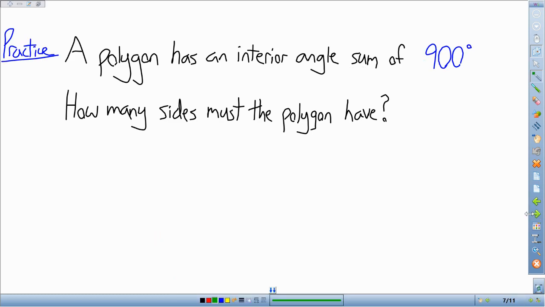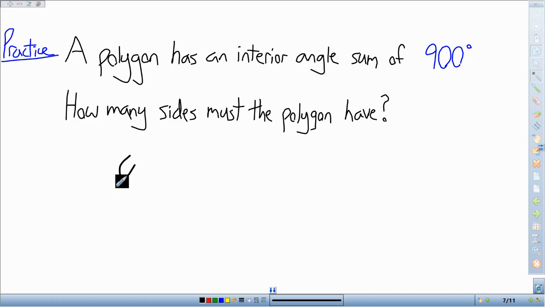Alrighty, so I'm going to have you guys try one a lot like this. Again, they're saying a polygon has the interior angle sum of 900 degrees. Okay, if those interior angles add up to 900, how many side lengths must the polygon have? Go ahead and write out your equation just like we did on the last one and solve for n.